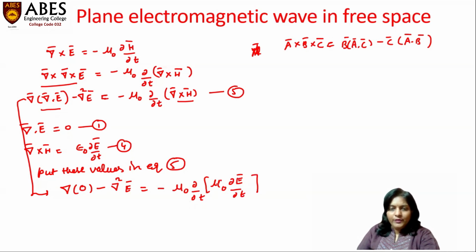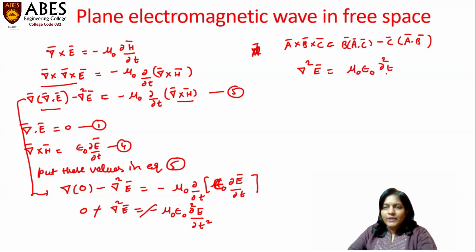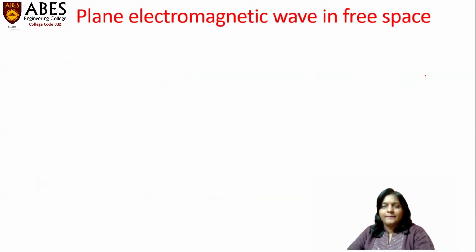Mu naught epsilon naught. So it becomes 0 minus del square E is equal to minus mu naught epsilon naught del 2E over del T square. This minus sign will be cancelled out, and this equation becomes del square E is equal to mu naught epsilon naught del 2E over del T square. This is the equation number 6.